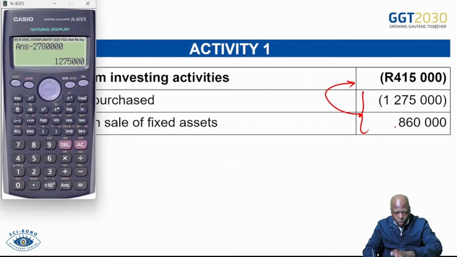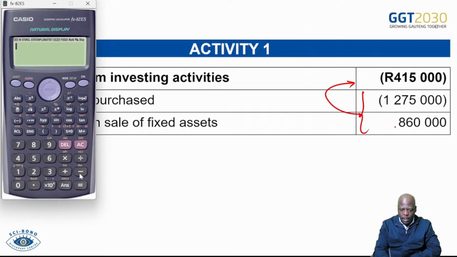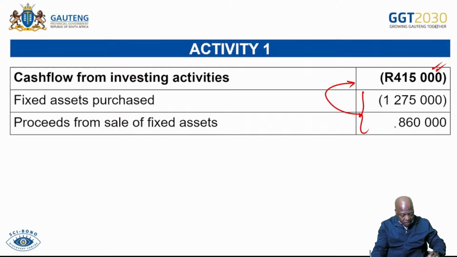So, and then plus 860. On your calculator, it would appear like this. All right. It's going to be a negative 1,275,000. And then you are adding 860,000. Plus 860,000. That is going to give us a negative 415,000, like that. Okay. And then you would therefore see that we've completed this part of the cash flow.